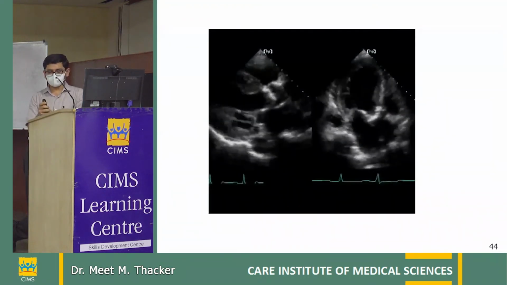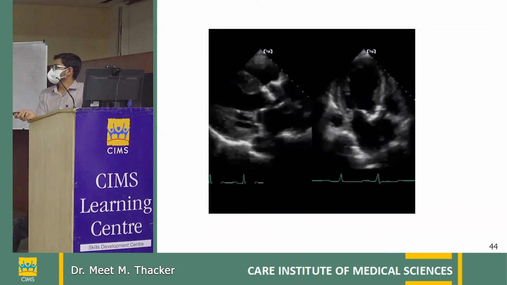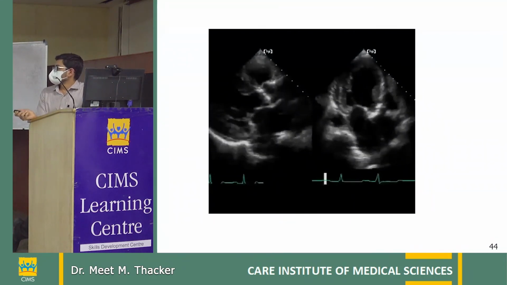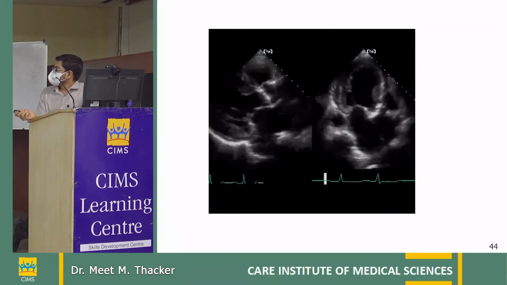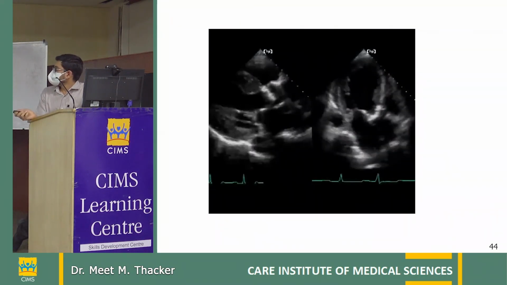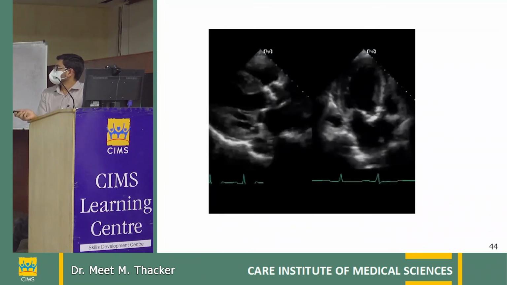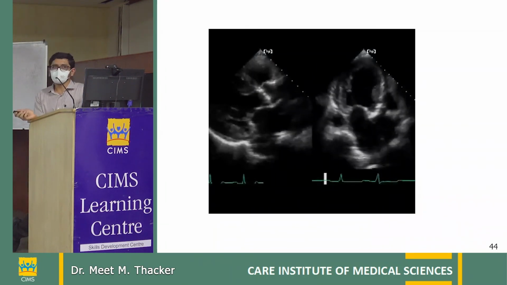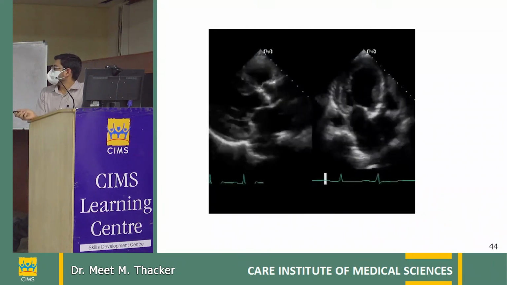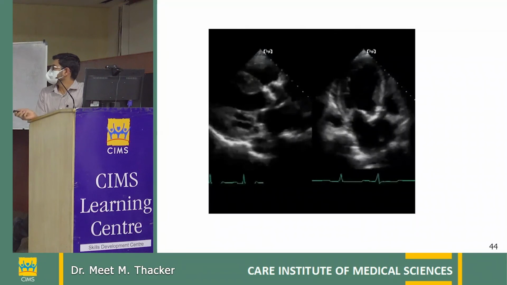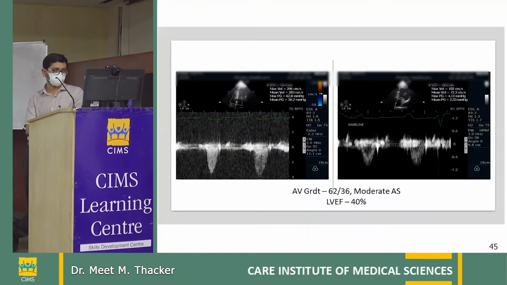So these were the echo findings. This is the parasternal long axis view. It shows calcified aortic valves and concentric LVH. This apical long axis view shows some LV systolic dysfunction. LV EF would be around 40%. Right? There is no definite regional wall motion abnormality, but the LV function was low. So what would be the next step?